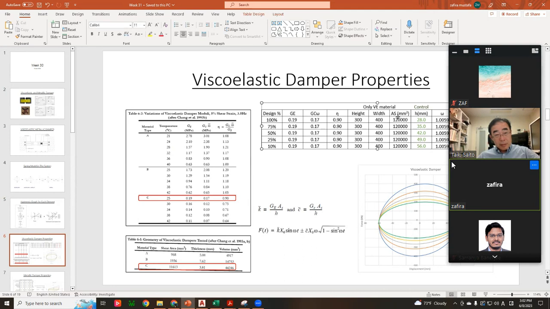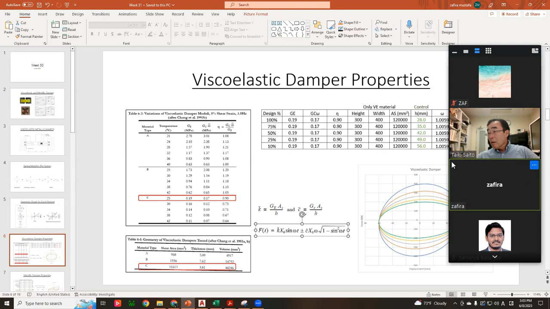And the main point is that we have to get the input into Stera, which is the stiffness A and the viscous C. And to control how much force we have, we control it by the thickness of the viscoelastic material. And from here, we can use this formula to form the hysteresis graph.